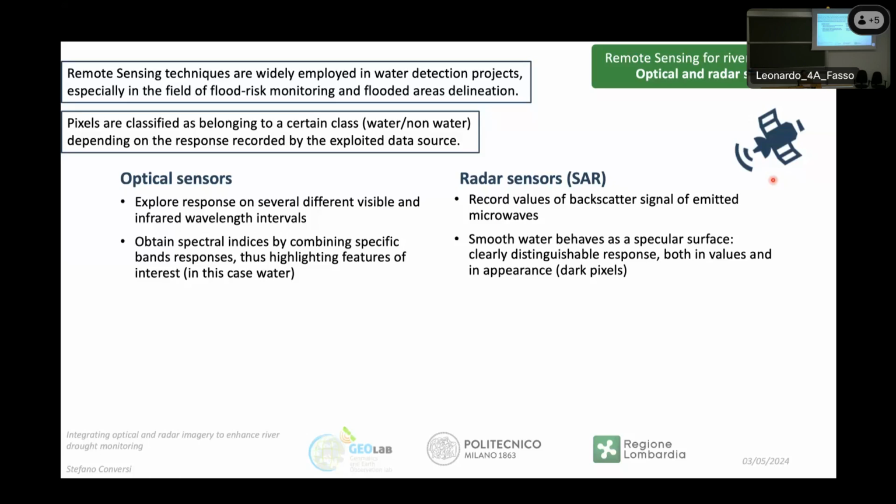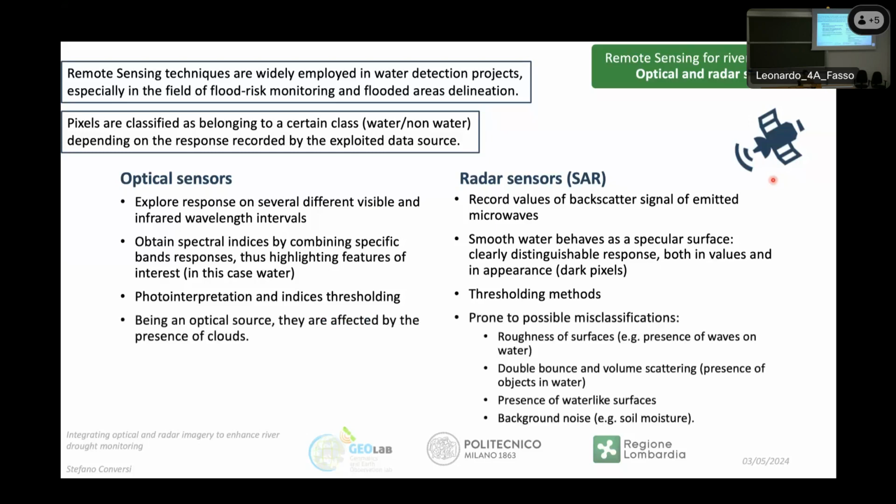On the other side, with radar sensors, we have the bonus that water responds in such a unique way that we can easily distinguish water from the rest of the other surfaces of the territory, because it works exactly as a specular surface, and so we can record very low values, which are depicted as dark pixels. We can work on these images by photointerpretation or thresholding, so selecting a value that defines the difference between one class and another.